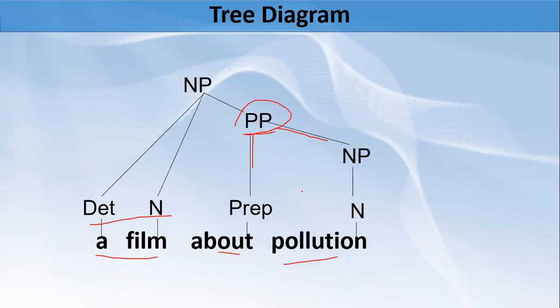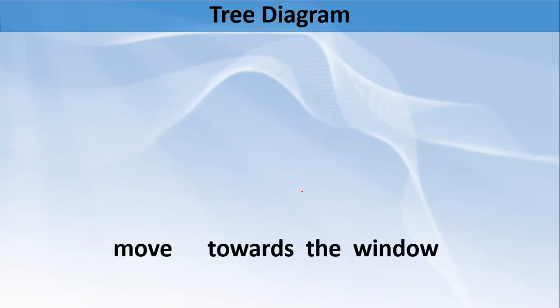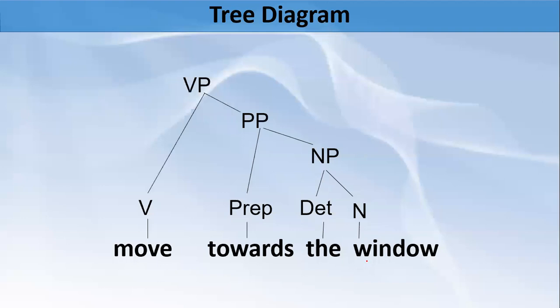Yes, this one: "move towards the window". Here we have "the window", a determiner and a noun, so a noun phrase. Fine. "Towards" is a preposition. When a preposition and a noun phrase are combined, they form a prepositional phrase. Now "move" is a verb, and a verb and a prepositional phrase form a verb phrase.